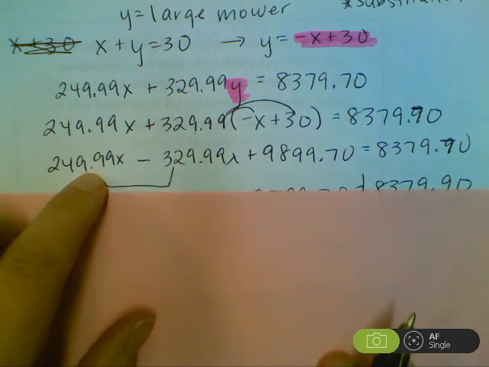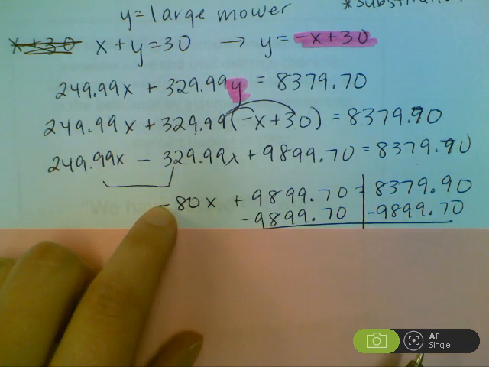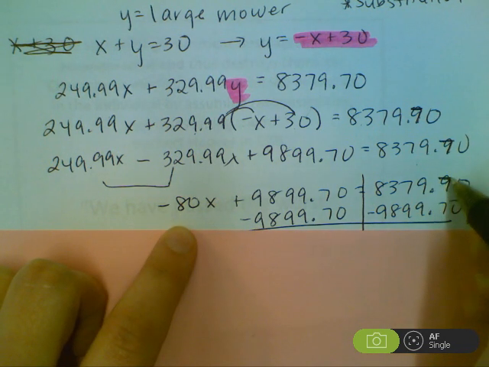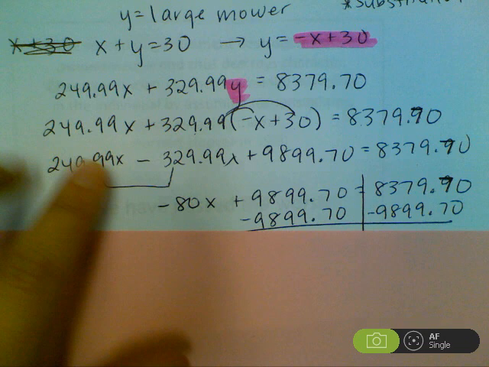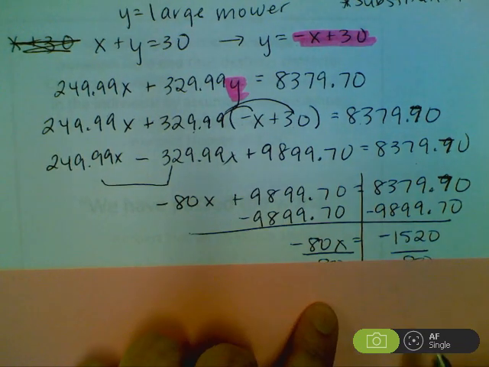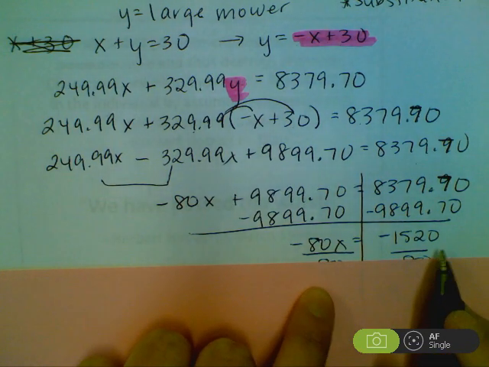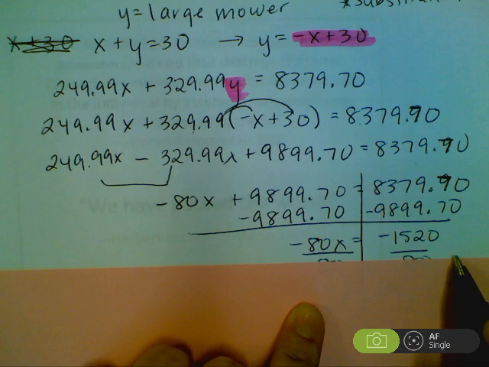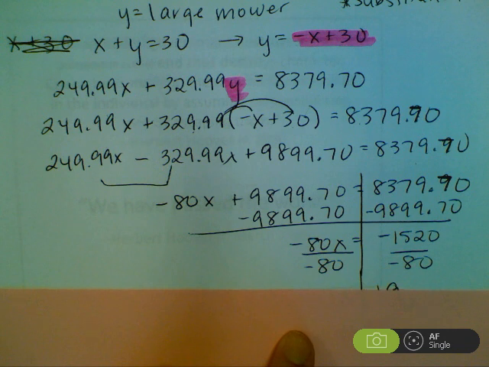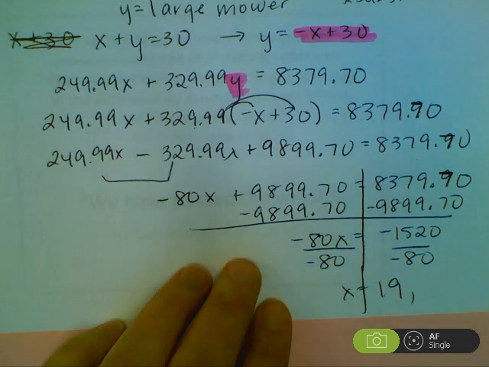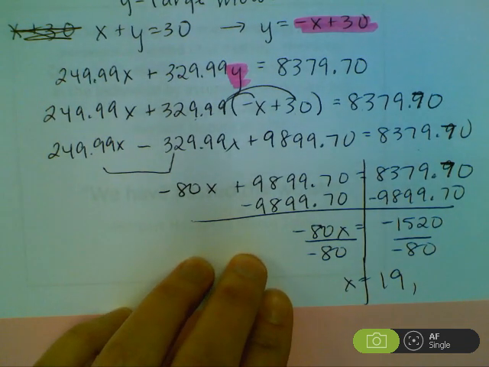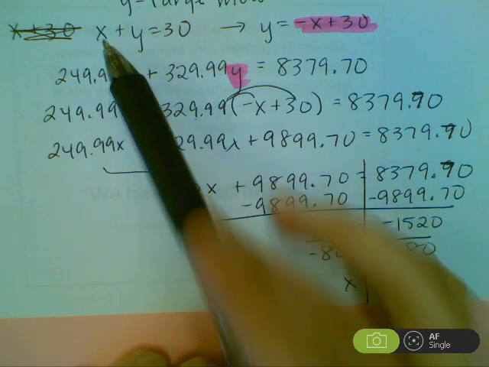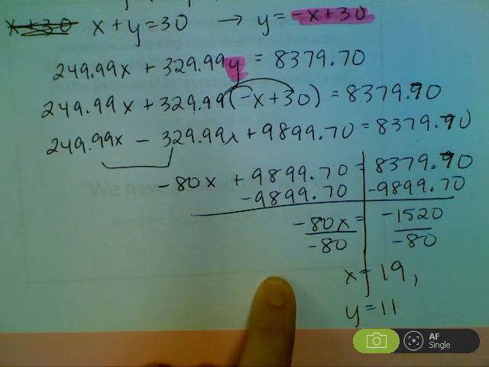You combine like terms to get negative 80x. You are going to subtract $9,899.70 from both sides. When you do that, you get negative 1,520. So both these values are negative, which means that we're going to end up with a positive answer, which is good. That's what we want. Divide both sides by negative 80, and X equals 19. If you substitute this back into the first equation, you get that Y is going to equal 11.